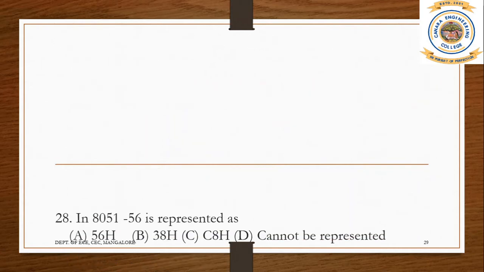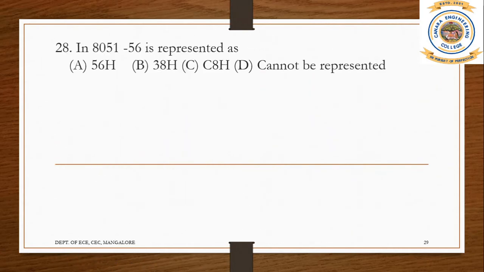Okay. So next question is, in 8051, minus 57 will be represented as what? So how is a negative decimal number represented in 8051? We know that 8051 usually deals with hexadecimal numbers. But my question is minus 56. 56 is in decimal. So the first step is you should be able to convert 56 decimal to its equivalent hexadecimal. I hope you know how to convert it.